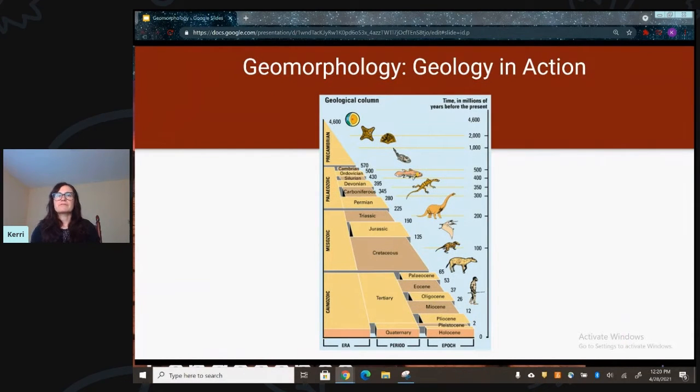So the Earth is about 4.5 billion years old. Different types of geologists can study different parts of the geologic timescale. Compared to other geologists, geomorphologists are generally interested in the most recent part, so things that have shaped the Earth's landscape the way we see it today.